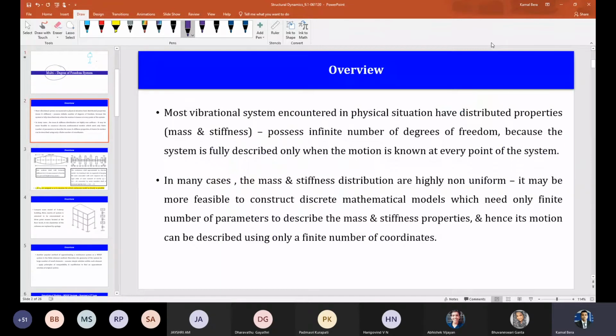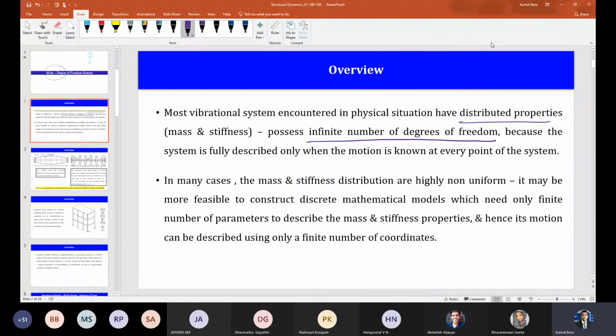As I just told, most vibrational systems encountered in physical situations have distributed properties. Think about a cantilever beam or a simply supported beam. At each and every point there is a stiffness, there is a mass, so it possesses an infinite number of degrees of freedom. I can write the equation of motion for that. That is a partial differential equation that we will discuss when we talk about our last section, the continuous system.